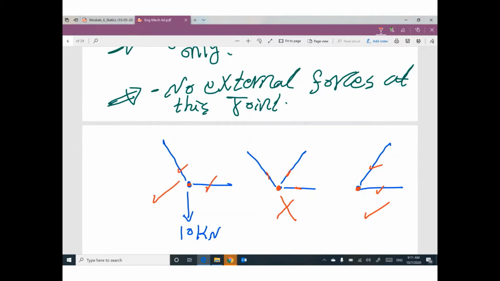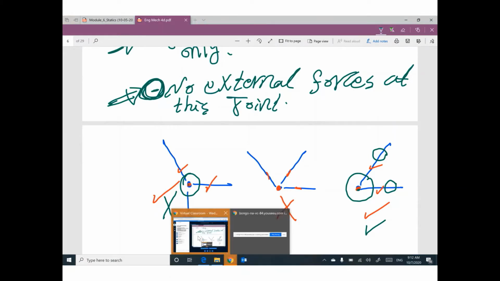What about the second condition? No external forces at this joint. Do you have any external forces at this joint? No. This joint is still working. Do you think this joint has external forces? Yes, I think. 10 kilonewton, it's given. So this joint is no longer working. Final decision, the two members at this joint are zero force members, both of them. Do you have any question regarding this point?